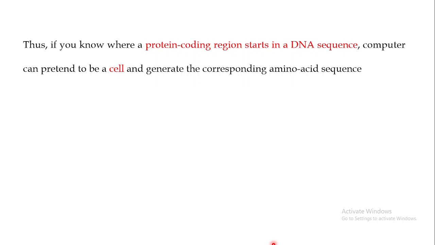The important thing to keep in mind that I want to focus on in this video is that if you know where a protein coding region starts in a DNA sequence, this is the most important thing, that you should know where a protein coding region starts in your DNA, your computer can pretend to be a cell, and it can actually give you the corresponding amino acid sequence of the DNA that you have given to it.